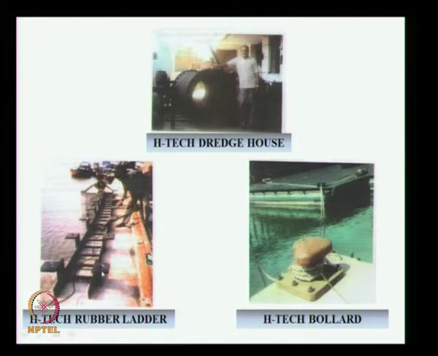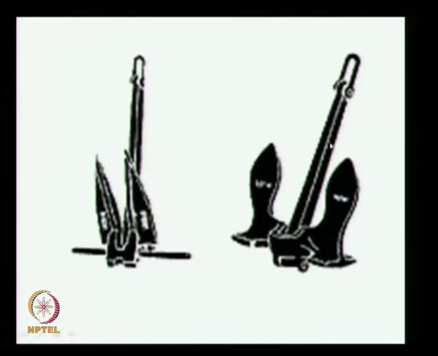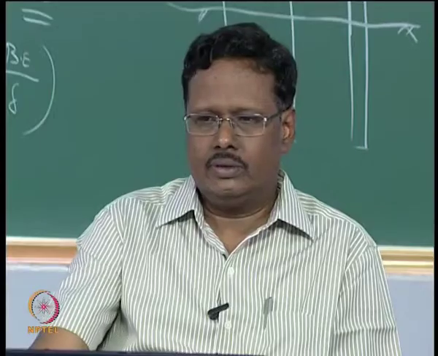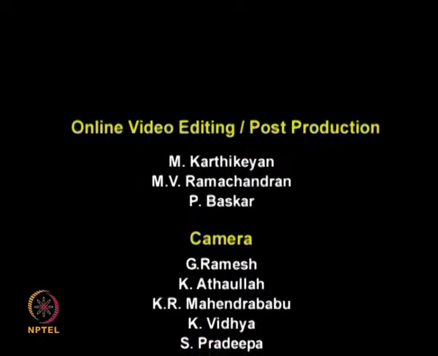This is the ladder which they will be fixing. This is the bollard, the company is called High Tech. They also make some dredge hose. These are the mooring aids which are fixed. These are the anchors which are used for a ship. So this I will conclude my lecture.